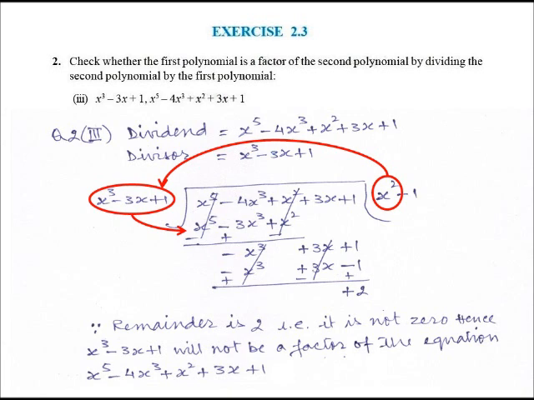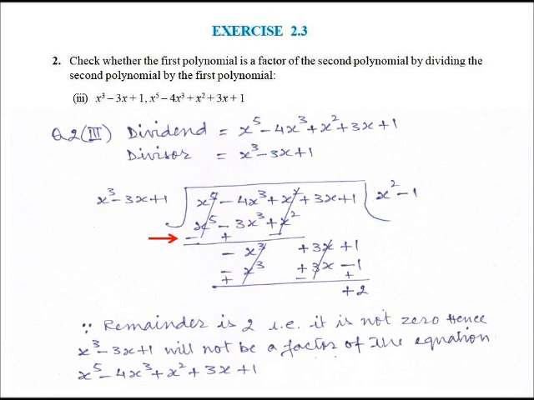Now you will multiply the divisor x cube minus 3x plus 1 by x square. When we multiply x cube by x square, we get x to the power 5, which will be written under x to the power 5, and when we multiply minus 3x by x square, we get minus 3x cube, which will be written under minus 4x cube, and when we multiply 1 by x square, we get x square, which will be written under x square. Now we will change the signs of the lower line.